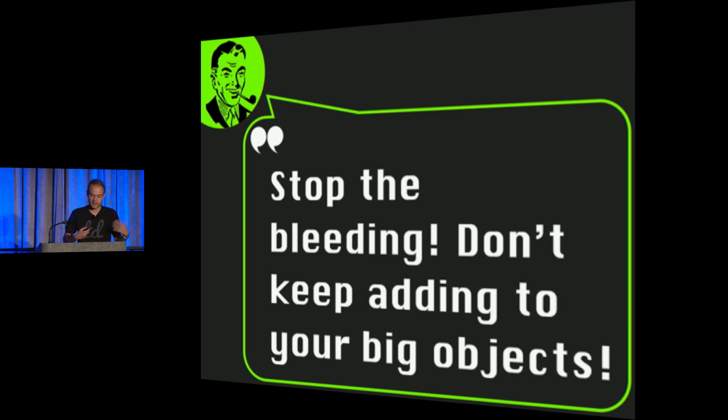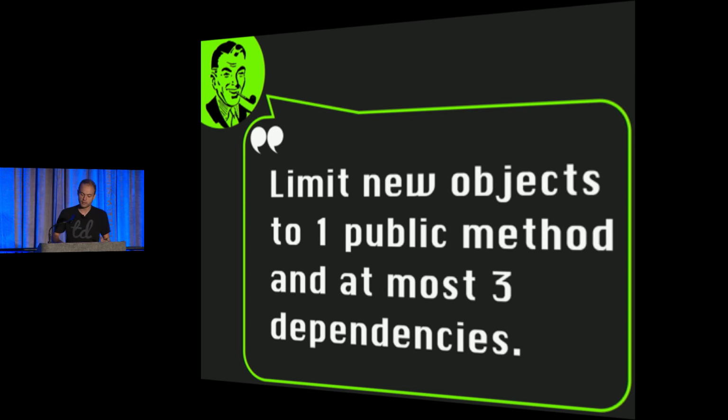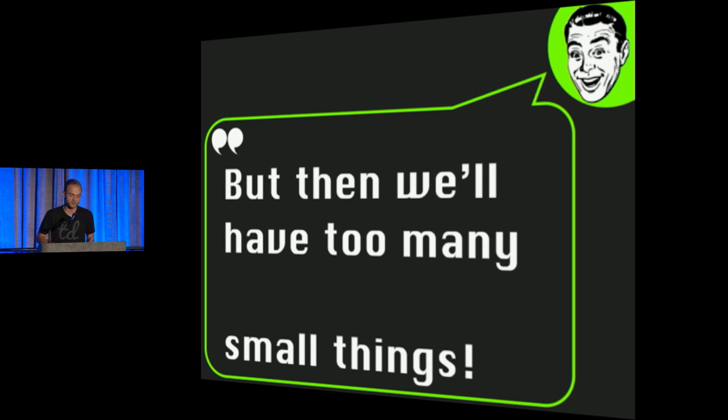So my recommendation is stop the bleeding. Don't keep on adding to your big objects. In general, new objects I write have 1 public method and at most 3 dependencies, which freaks out a lot of people who are used to seeing a lot of code.